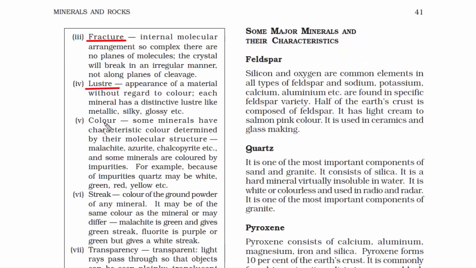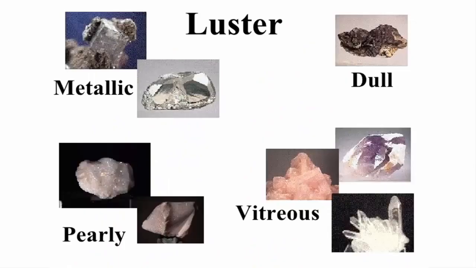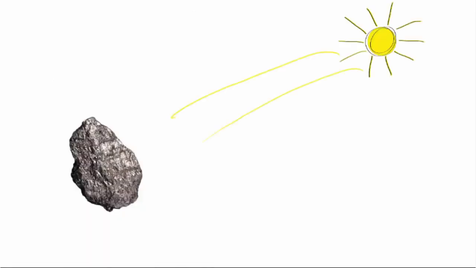The fourth one is luster. The meaning of the word luster is shine, bright, or polished. Each mineral has a different luster. Some are metallic, silky, then glossy, etc. It totally depends on the color of the mineral. Because of the color, light is reflected from a mineral's external surface, and that's what makes it sparkle.